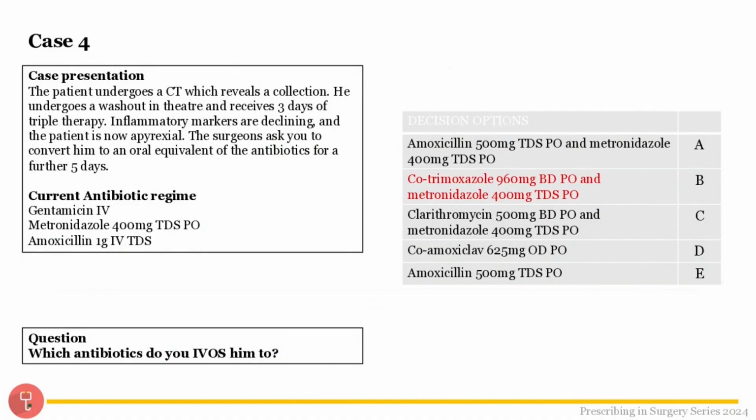Okay, so here the answer is B, so co-trimoxazole and metronidazole. So we don't really have to switch that because it's already oral.